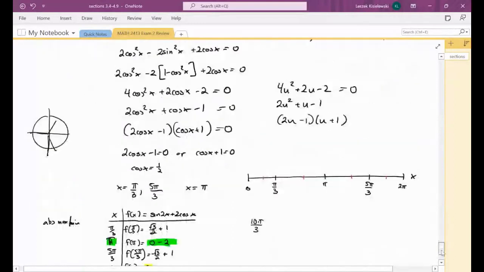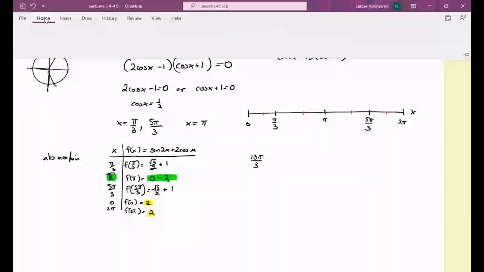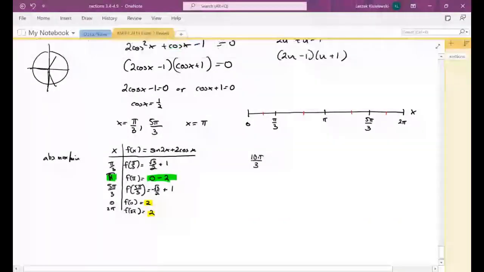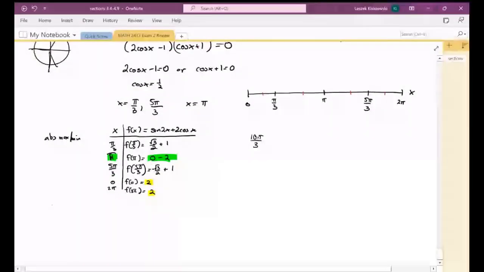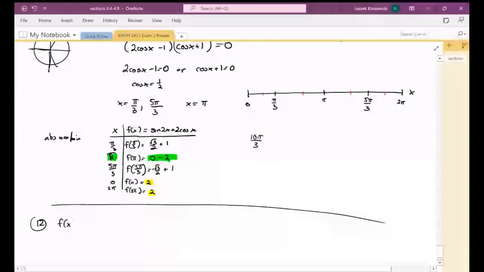Yeah, oh no, let's skip that one. Let's do something better. Let's look at increase, decrease, maxes, mins, and concavity and points of inflection. Something simple enough.